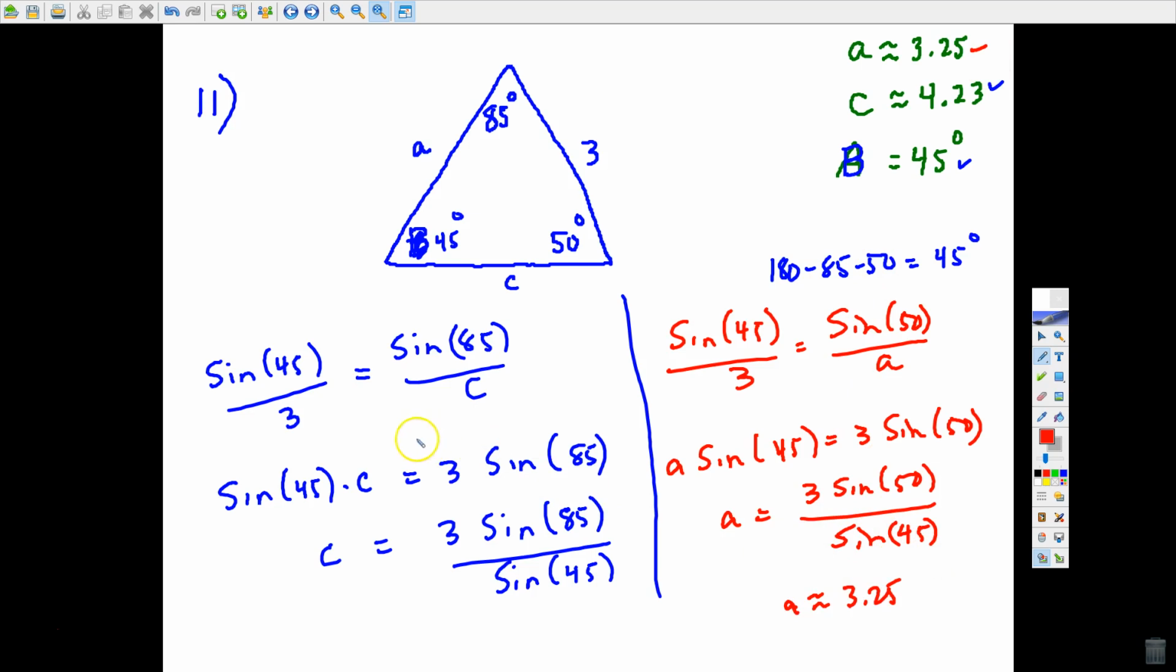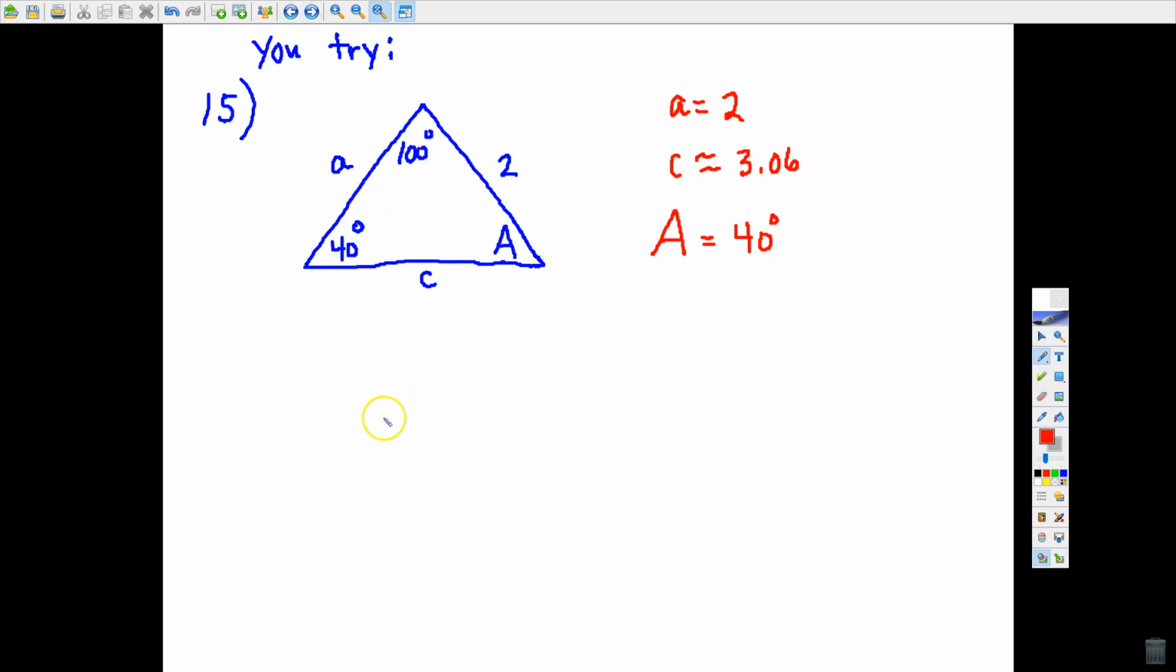Okay, so you're getting a taste of how the law of sines works. Sine of an angle divided by the corresponding length of the side opposite that angle. Okay, here's another example, just for practice sake. So let's see if we can figure out the missing pieces. Angle A, of course, has got to be 40 degrees. Using 180 minus 100 minus 40.